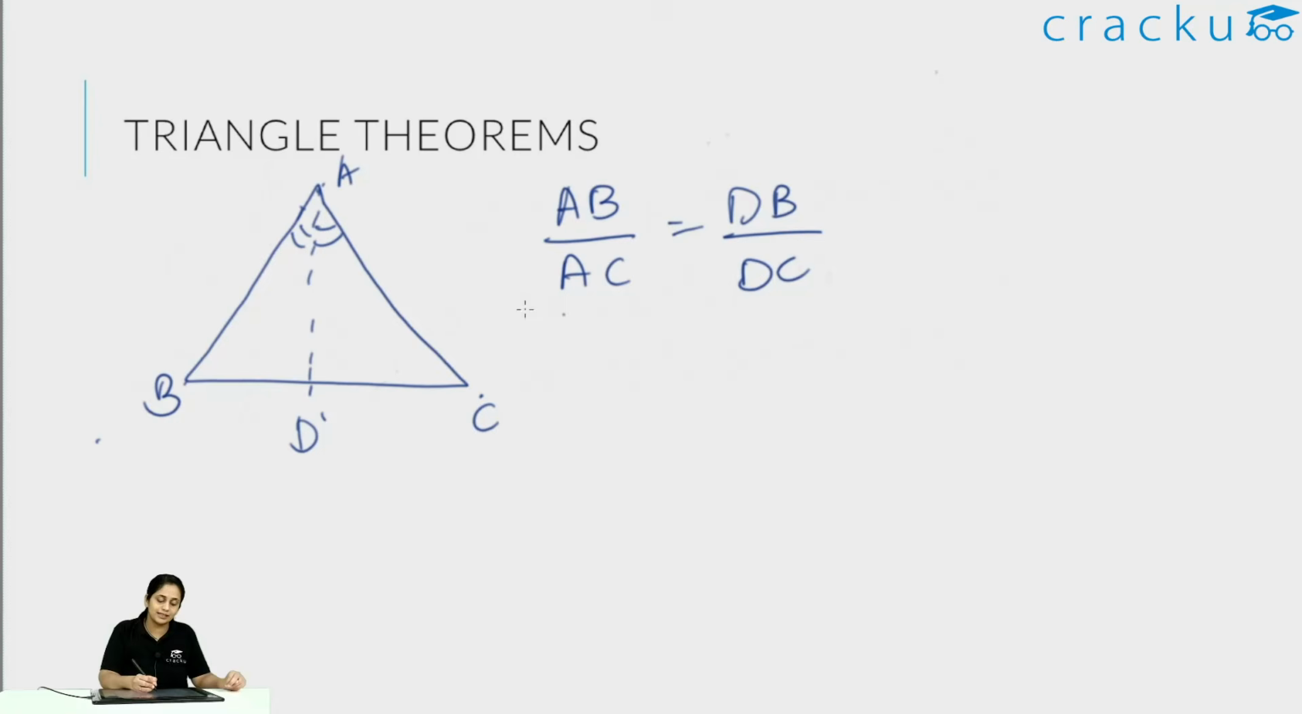So AB by AC, the ratio of the other two sides, would also be the ratio in which the point D divides the third side. So this will be equal to DB by DC. The external angle bisector theorem is identical. There is no real difference as such.